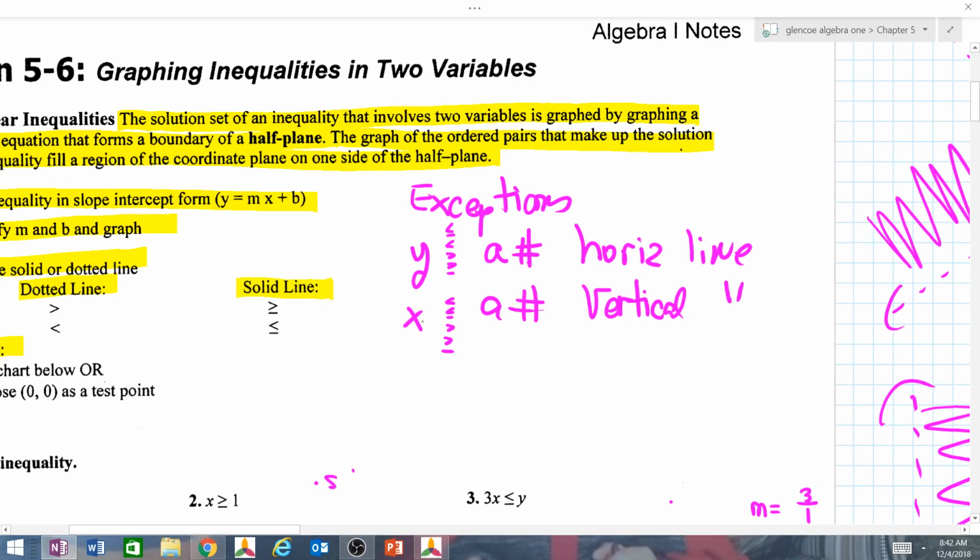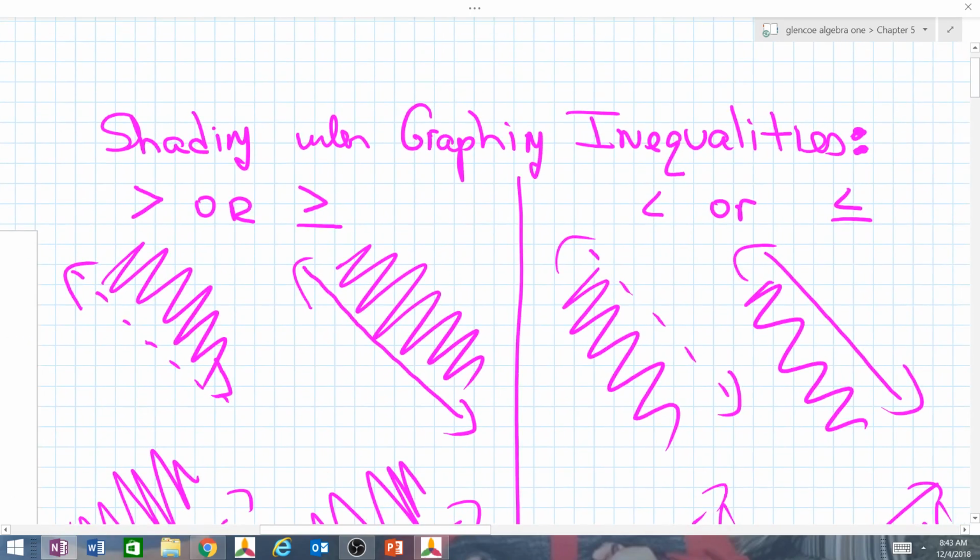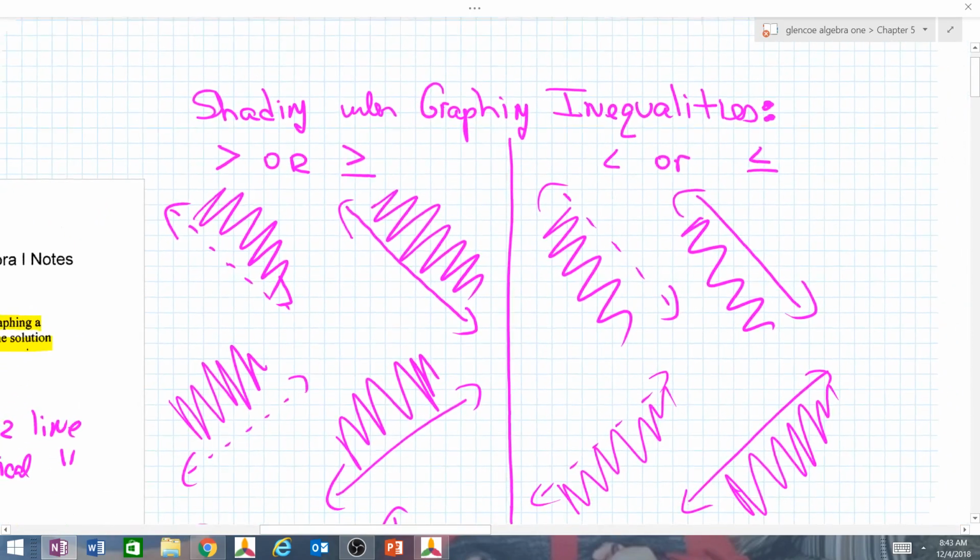Now, if it's y equals a number, or y is less than a number, y is less than or equal to a number, y is greater than a number, y is greater than or equal to a number, remember it's a horizontal line. We just talked about that. If it's x is less than or equal to, x is greater than or equal to a number, remember you'll graph it as a vertical line. But please be sure whether your line is supposed to be dotted or solid. All right, so let's take a look, because I'm trying to make your life easy.